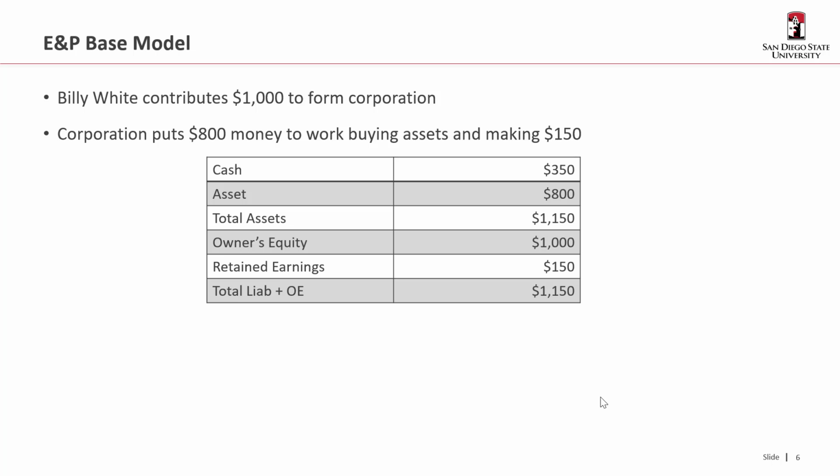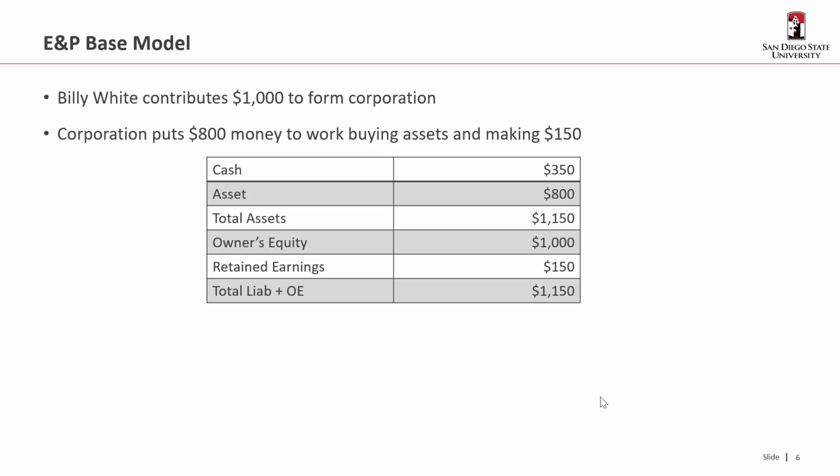Okay, so Billy White contributes $1,000 to form a corporation. So he puts $1,000 in. And so initially what you have on the balance sheet is cash of $1,000, equity of $1,000. The corporation puts $800 of that money to work. It buys a productive asset, and that asset generates a return of $150.